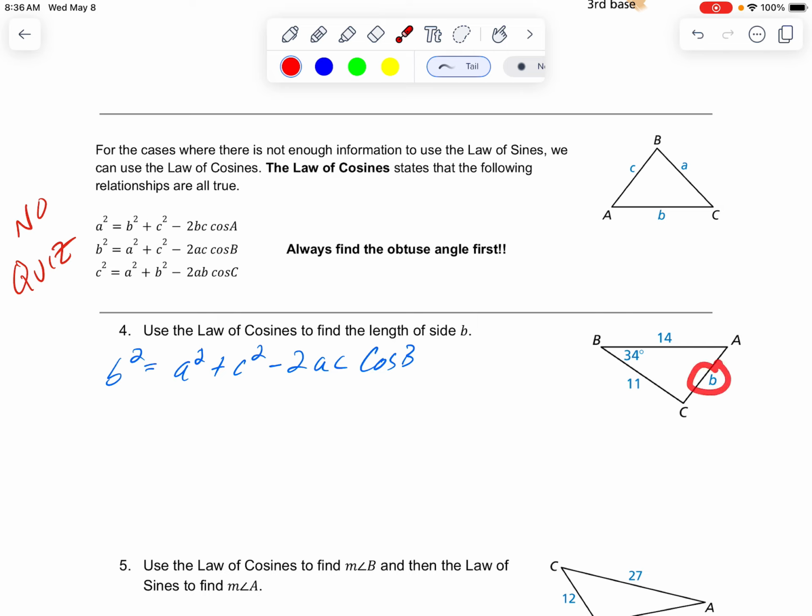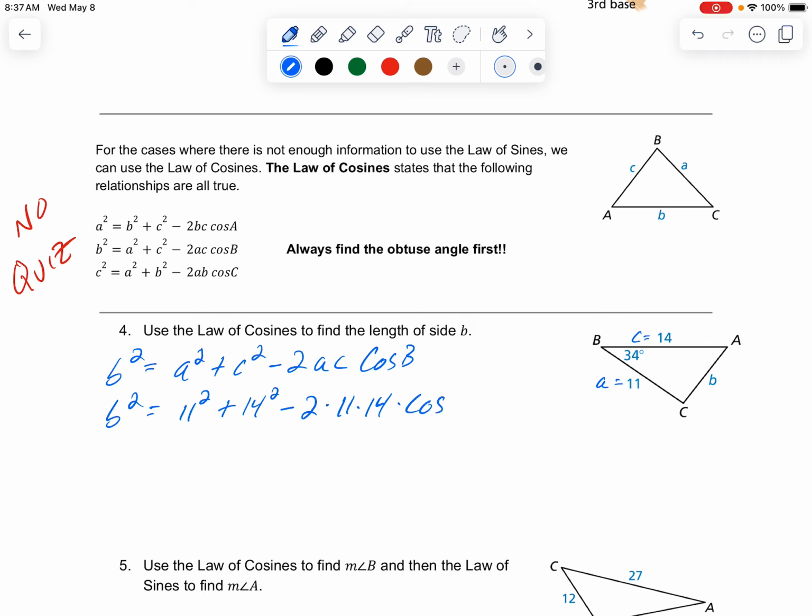We know that b is what we're looking for. Remember, little a is a side, and that's across from the angle A. So small a is 11, and small c is 14. And if it helps you to label those, go ahead and do that. And then I'm just going to plug in. So b squared equals 11 squared plus 14 squared minus 2 times 11 times 14 times the cosine of angle B, which is 34 degrees.